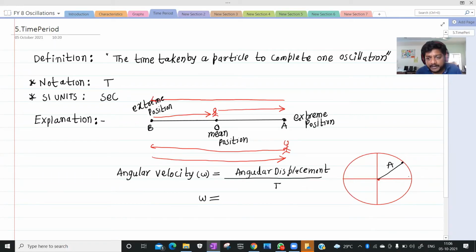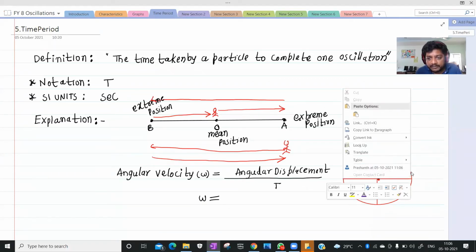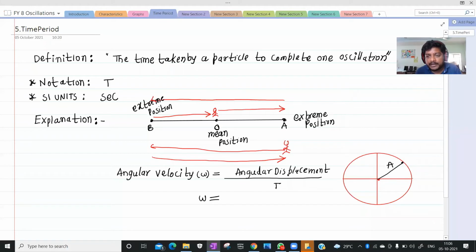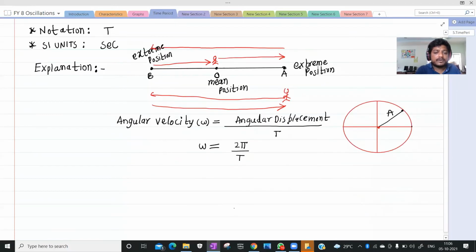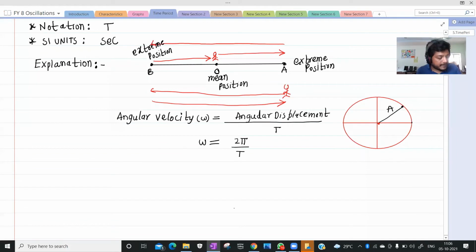What is the angular displacement? The total angular displacement by a particle in one complete oscillation is 2 pi, and the time is T. So omega equals 2 pi by T. From this we can write T equals 2 pi by omega.